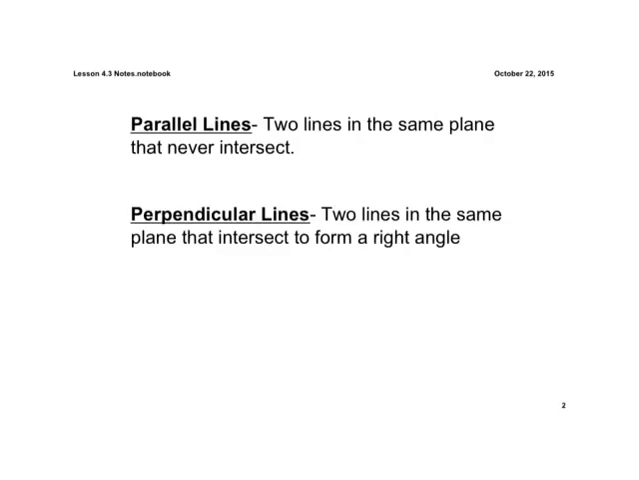We have two definitions, so pause it here. Write these down in your journals. Parallel lines: two lines in the same plane that never intersect. Perpendicular lines are two lines in the same plane that intersect to form a right angle. So pause it and write those down, please.